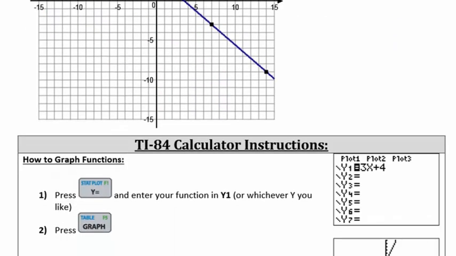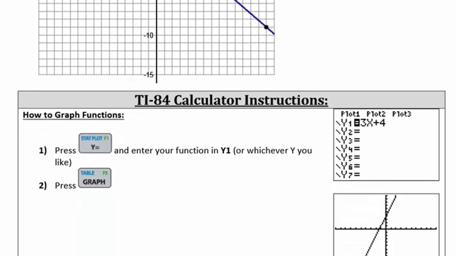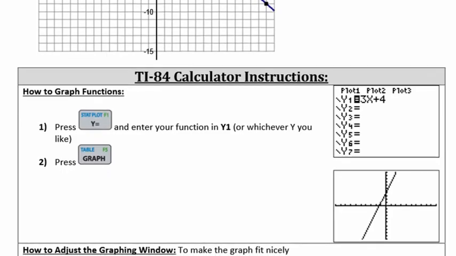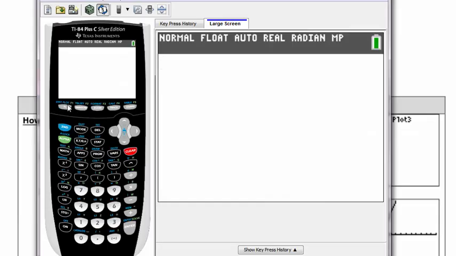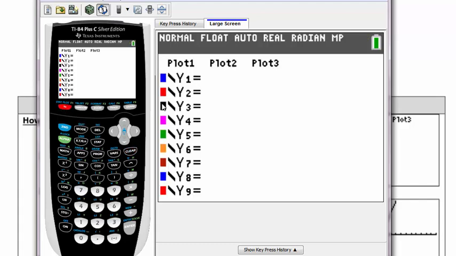We can also graph lines in a calculator. To graph lines in a calculator, we're going to use the Y= button. On a graphing calculator, the Y= button is up here near the screen. If I go into that menu, I can type up to 9 different lines. We're just going to start with one line.